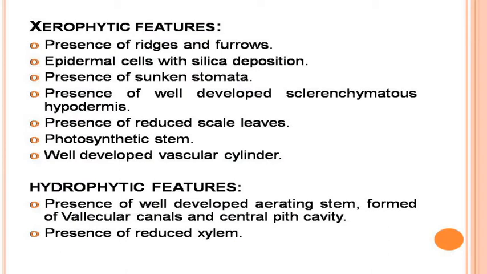Now, as I told you previously, Equisetum shows both xerophytic and hydrophytic features. Some of them are discussed here. Xerophytic features: presence of ridges and furrows, the epidermal cells have silica deposition, presence of sunken stomata, and a very well developed sclerenchymatous hypodermis. The leaves are reduced to scale leaves and they are not performing the photosynthetic function, although they are giving protection. The stem is performing the photosynthetic function, and a well developed vascular cylinder is seen.